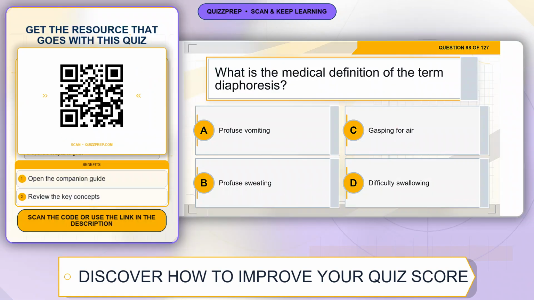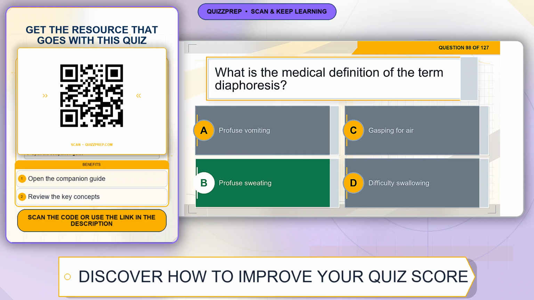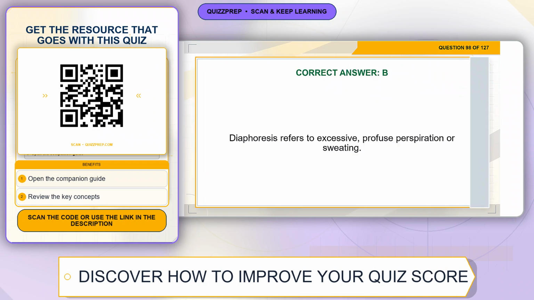Question 98. What is the medical definition of the term diaphoresis? Option A, profuse vomiting. Option B, profuse sweating. Option C, gasping for air. Option D, difficulty swallowing. The correct answer is option B, profuse sweating. Explanation. Diaphoresis refers to excessive, profuse perspiration or sweating.